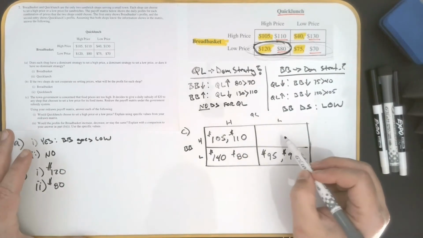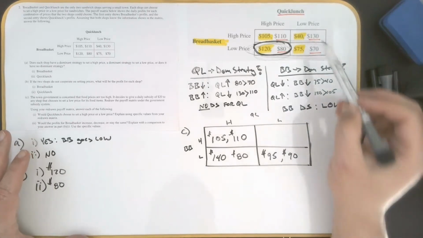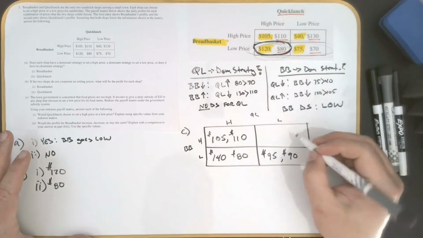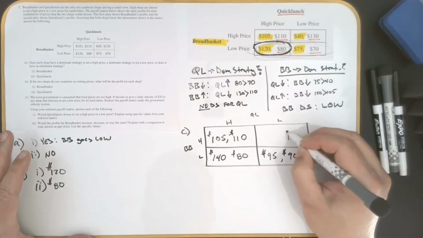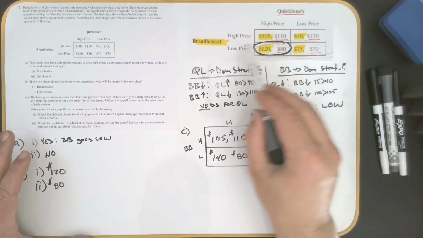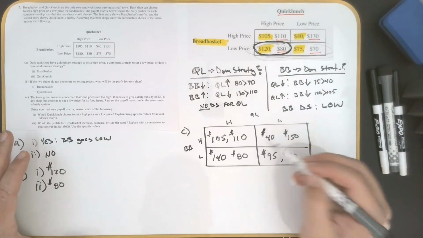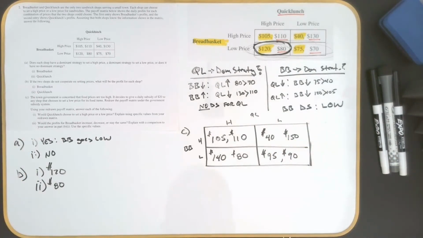And then we'll go over to this one. It's going to flip-flop. Now on this one, the low price is Quick Lunch's. That's the red underline. So 130 will increase to 150. Okay, but Breadbasket's price at $40, that's still the high one. It's not actually the price, it's the profit they would make. So here's our new payoff matrix, and then we basically have to do the same thing we did before.